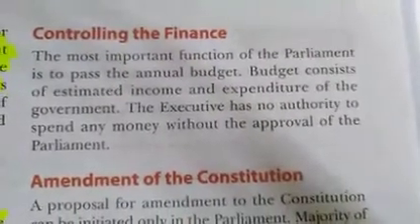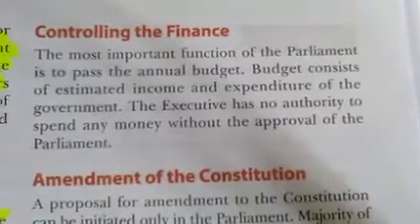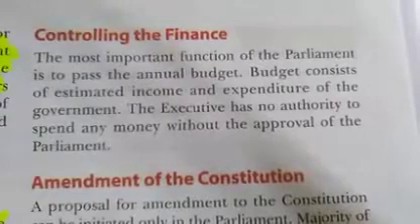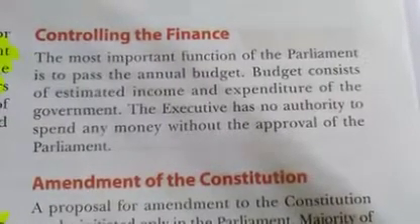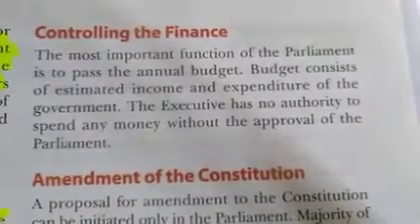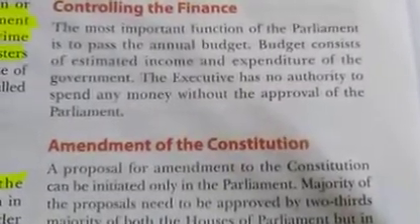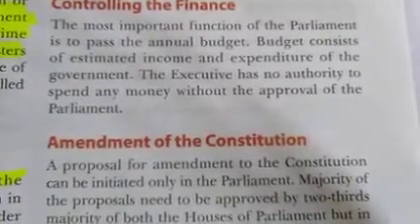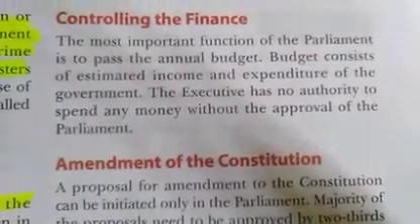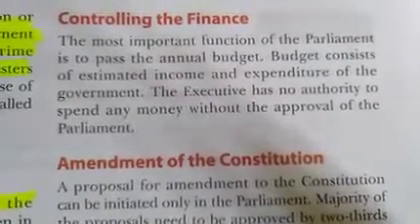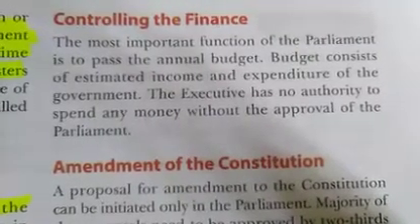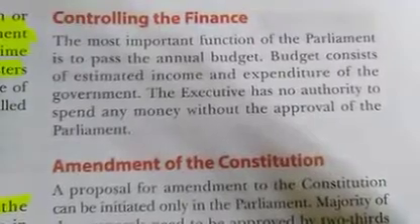Okay. The third function of the Parliament is controlling the finance. The most important function of the Parliament is to pass the annual budget. Budget means what, beta? That means whatever income and expenditure we are doing, that is called the budget. Budget consists of the estimated income and expenditure of the government. The executive has no authority to spend any money without the approval of the Parliament. That means the government is given a department to work with finance, because every department needs money, but you cannot spend the money without the consent of the Parliament.